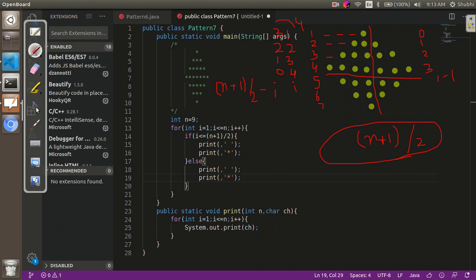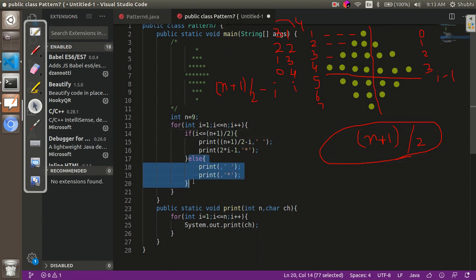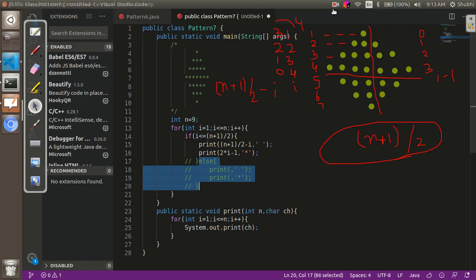So let's see if our first half works correctly. Over here we will have the number of spaces that we have to print is (n+1)/2 minus I, and the number of stars that are to be printed is the sum of these stars, that is equivalent to I, and the sum of these and these stars, that is I plus I minus 1. So over here we will have 2 into I minus 1. So I am commenting this and let's see if this works properly.